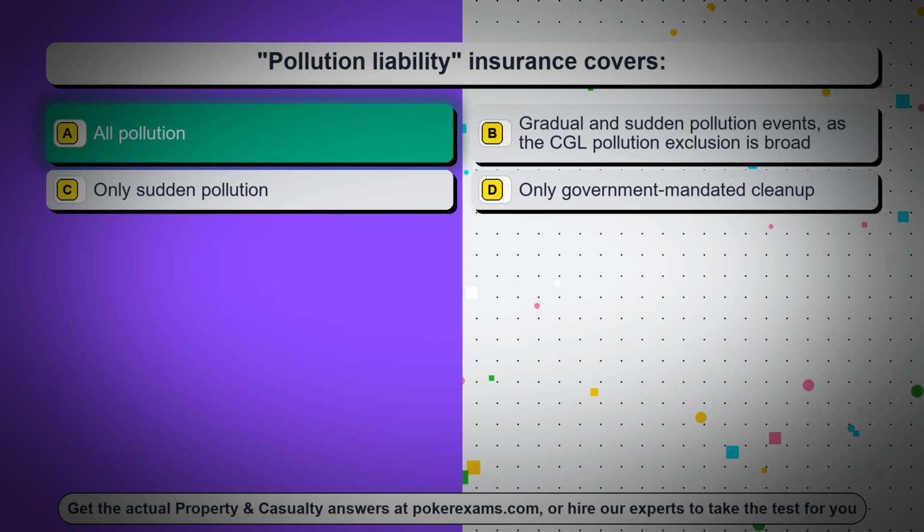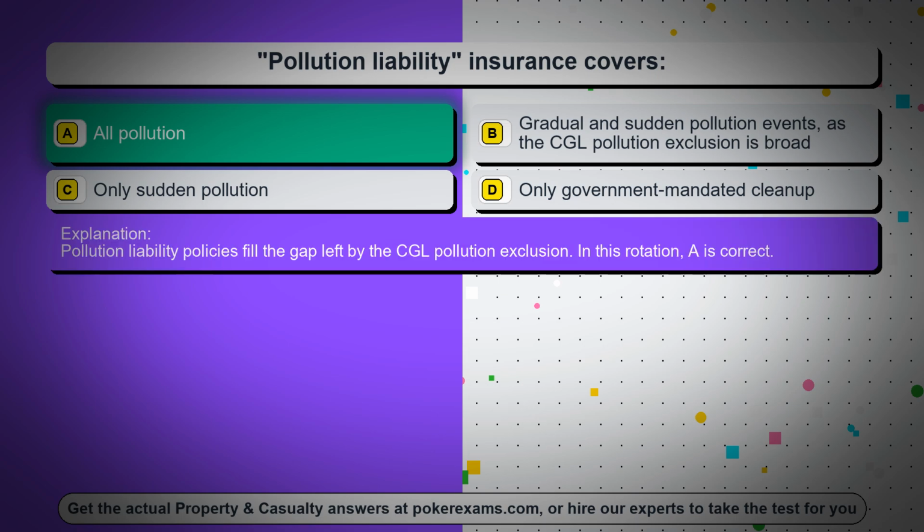The correct answer is Option A, all pollution. Pollution liability policies fill the gap left by the CGL pollution exclusion. In this rotation, A is correct.